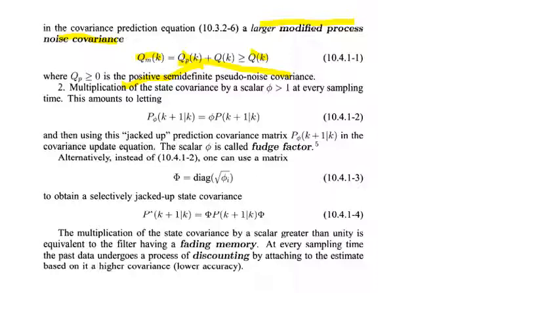The second method is that you can multiply the predicted state covariance with a scalar number which is greater than 1. So instead of using the actual predicted state covariance, you can use this one, which is simply multiplied by a factor phi. This factor phi is known as the fudge factor. You can select it using some specific methods, or read your book regarding how to do that. Sometimes we also need to use hit and trial methods. And alternatively, you can also use this kind of an equation.